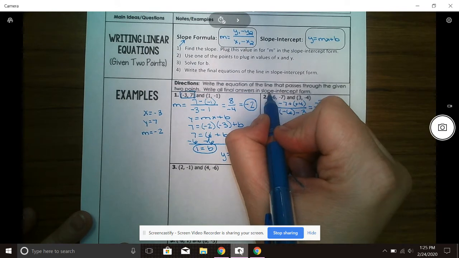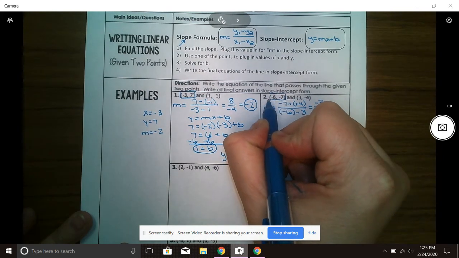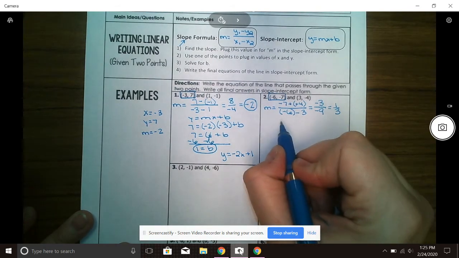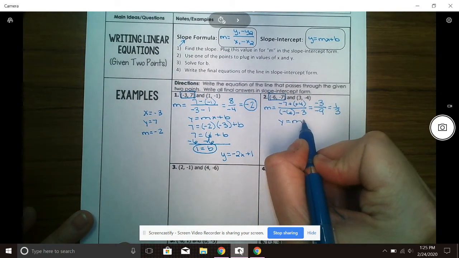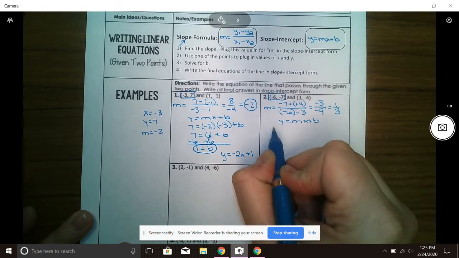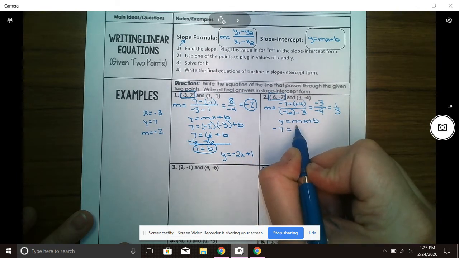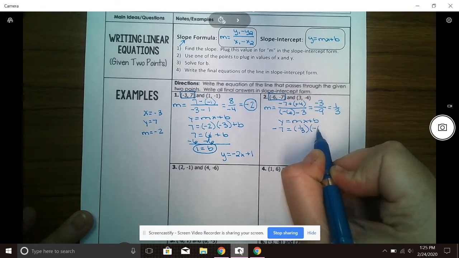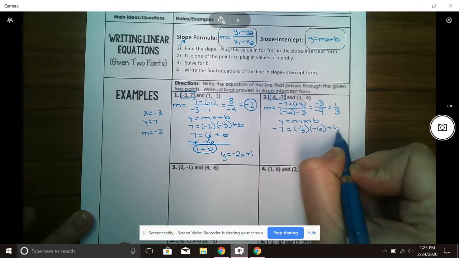I'm going to use the first point as the x and the y in the y equals mx plus b equation. There's no rule that says you have to use the first point. You could certainly use the second point if you would like to. We would get the same answer. So I'm going to put a negative 7 into the y spot. I've got a 1/3 as the slope. A negative 6 is the x, and I am solving for b.